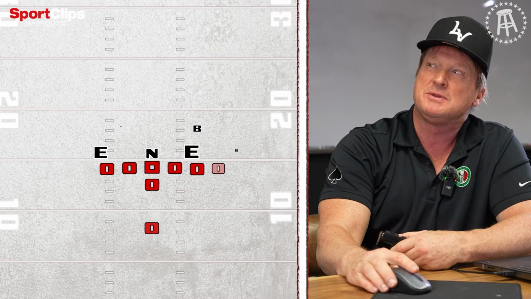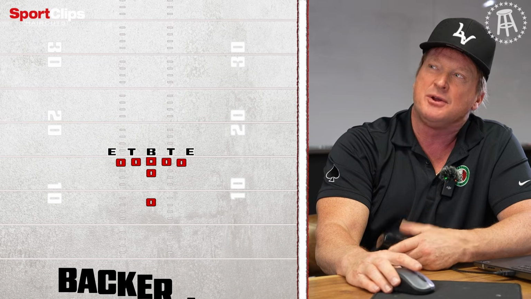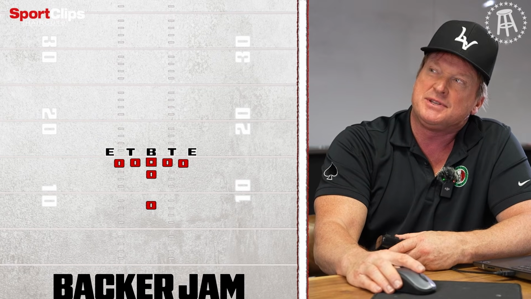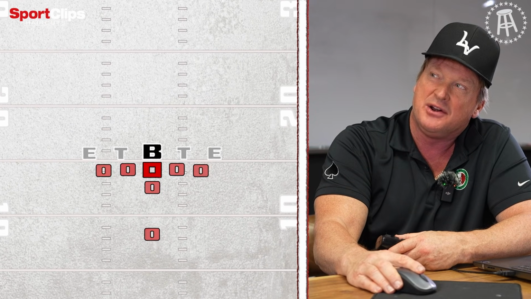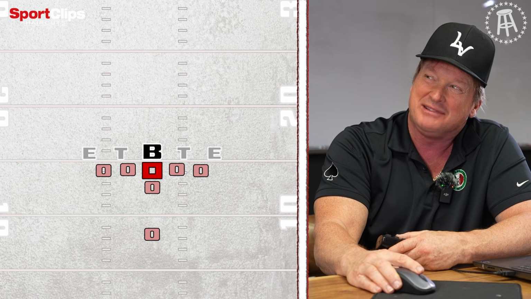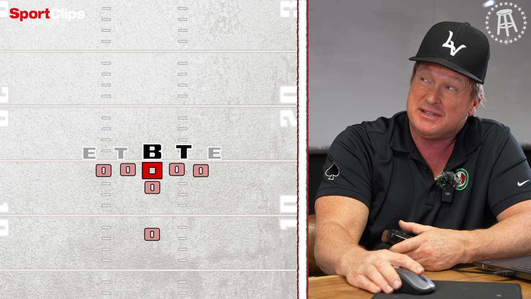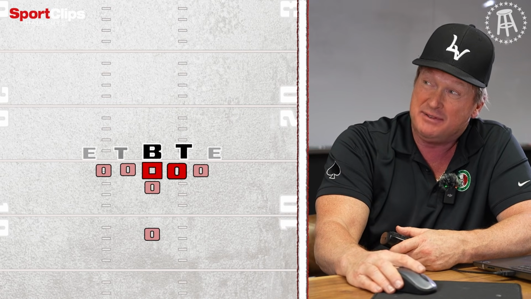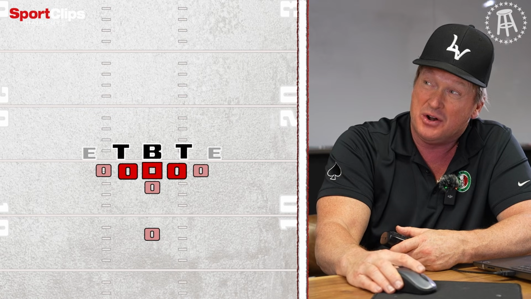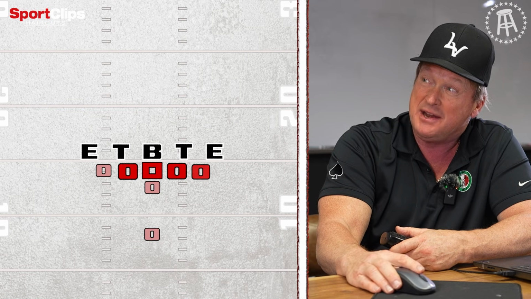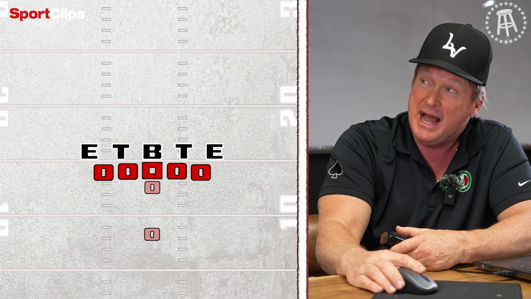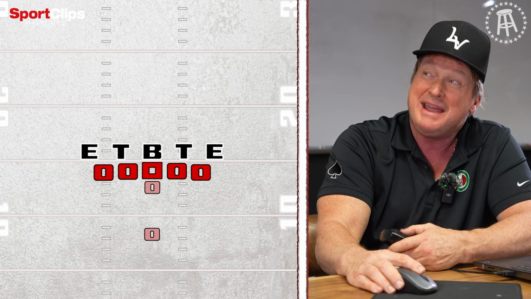Now, what's the difference between jam and backer jam? Well, the difference is the man covering the center is not a defensive lineman. They have a defensive tackle on one guard. They have a defensive tackle on the other guard. 2 defensive ends are lined up on the offensive tackles, but now they cover the center with a linebacker.